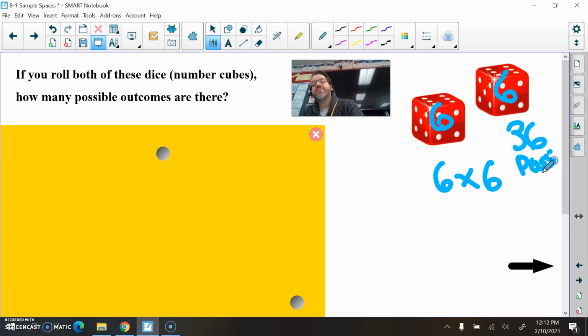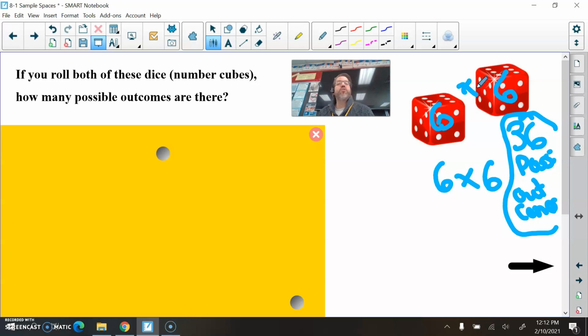I don't have a lot of space. I'll have to abbreviate possible outcomes. You get the idea. 36 possible outcomes here. 6 times 6, right? 6 times 6. If you roll both of these dice or number cubes, how many possible outcomes are there? There are 36 possible outcomes.